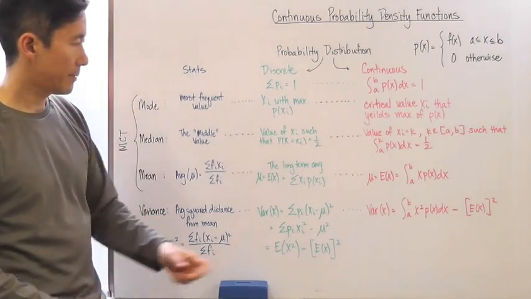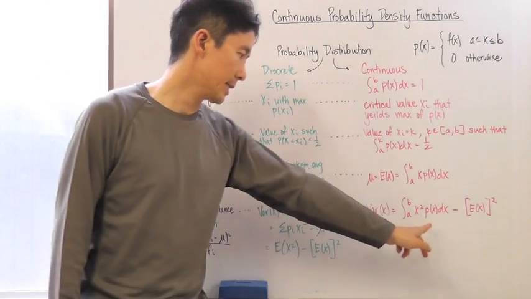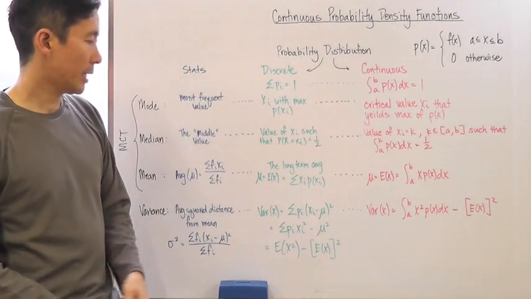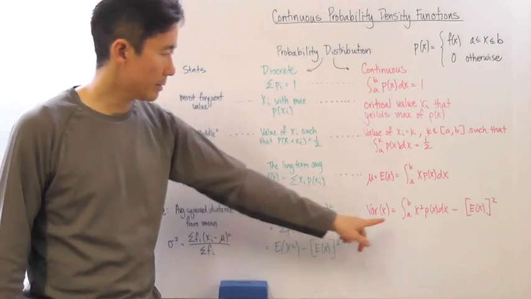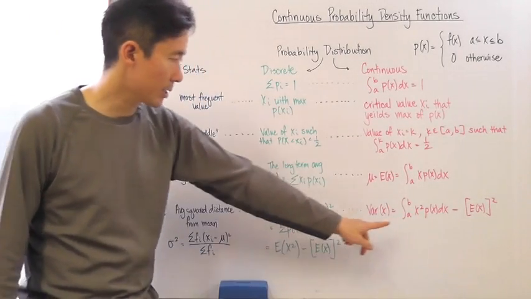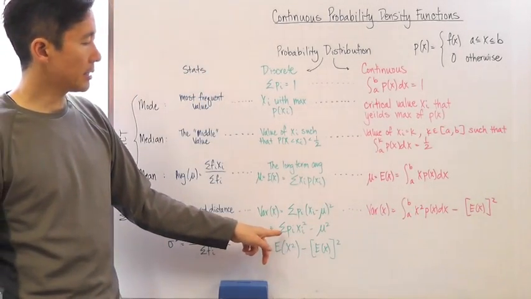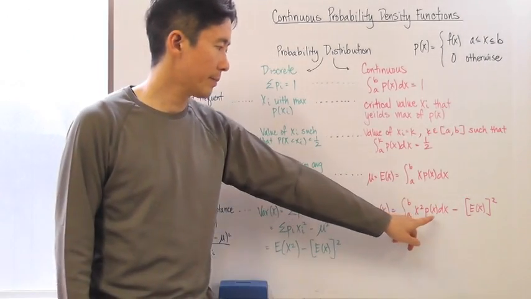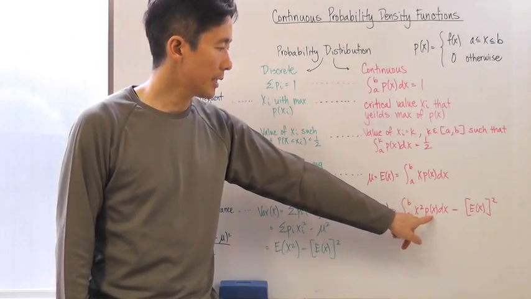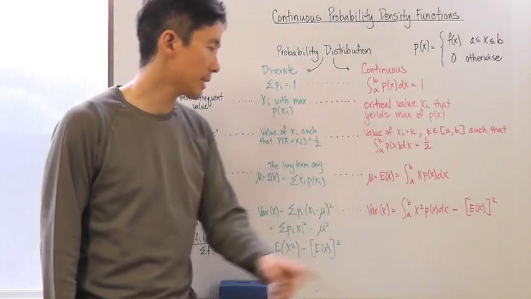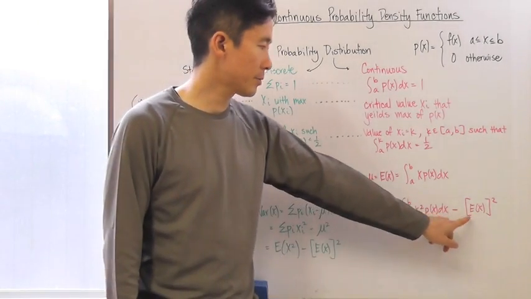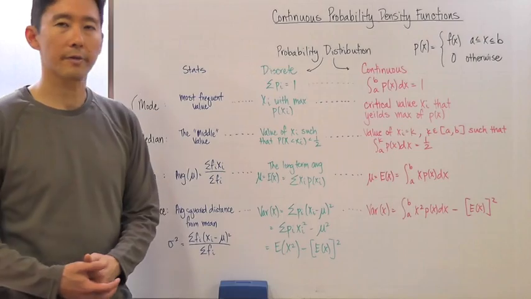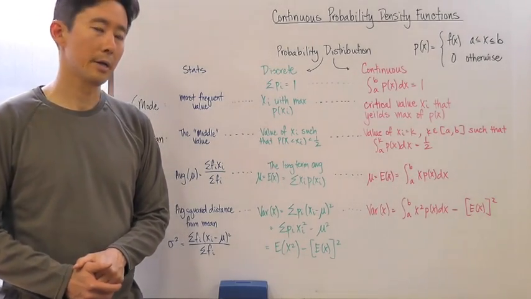With the variance, basically it's again the same thing. We're going to take a look at this form here to show the relationship of how those two are connected, and saying that this is just going to be the integral from a to b of x squared times the probability density function p of x dx, integrate that, and then subtract the expectation of x, quantity squared.